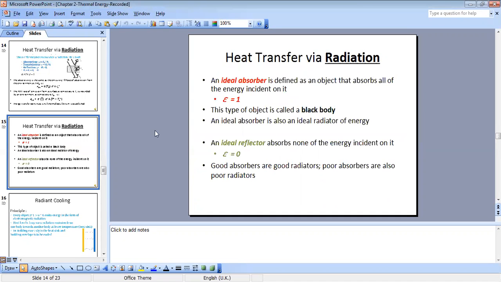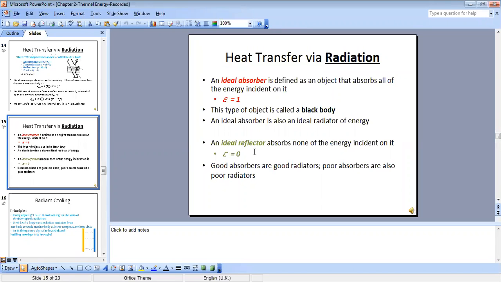Now, an ideal absorber is defined as an object that absorbs all of the energy incident on it. So in some cases, all that is incident will be absorbed. So no reflected, no transmitted. But also when we say ideal absorber, it's an ideal radiator, okay? Because it's an ideal object that radiates energy. Now, when we talk about zero absorption, then it is an ideal reflector because it will reflect everything.